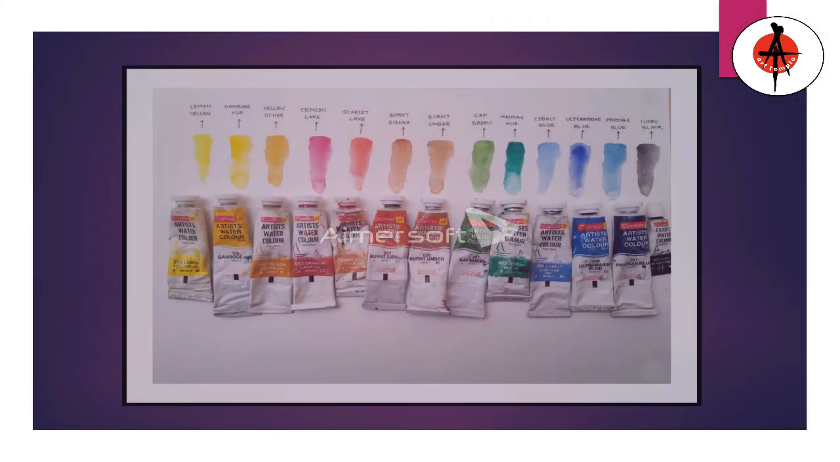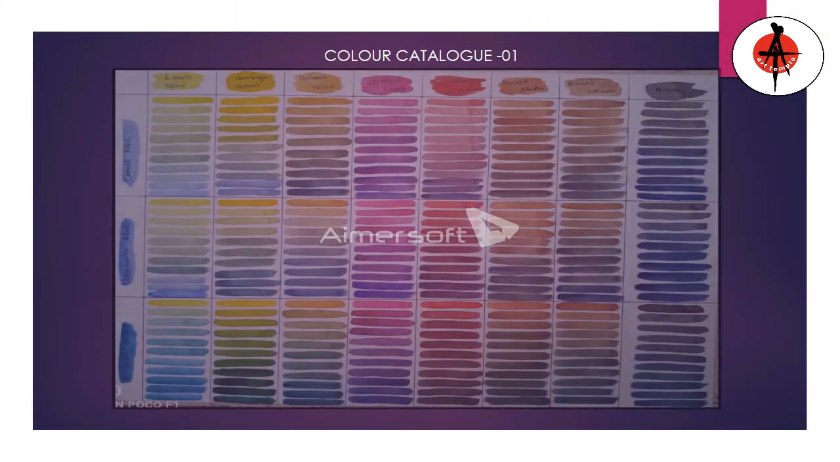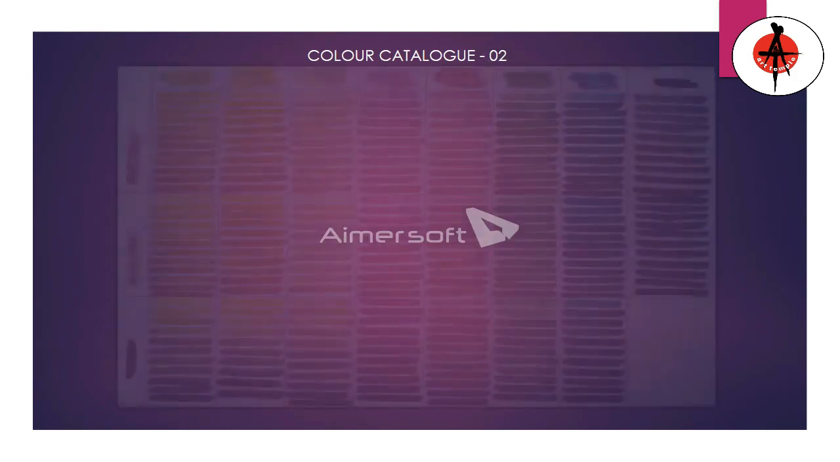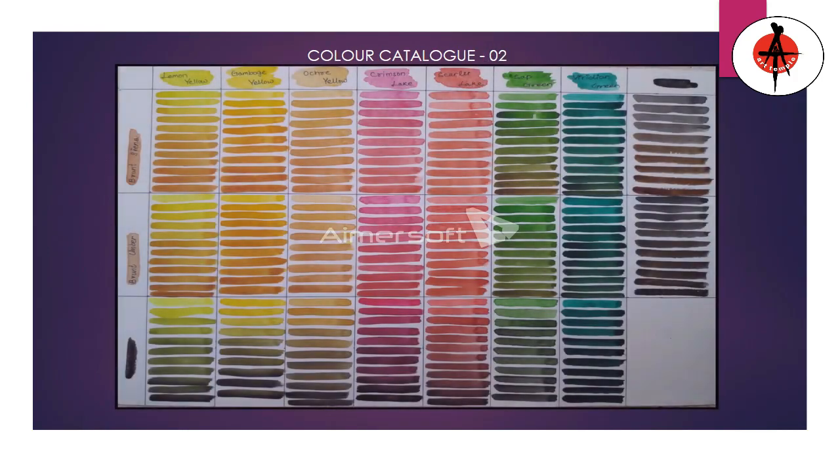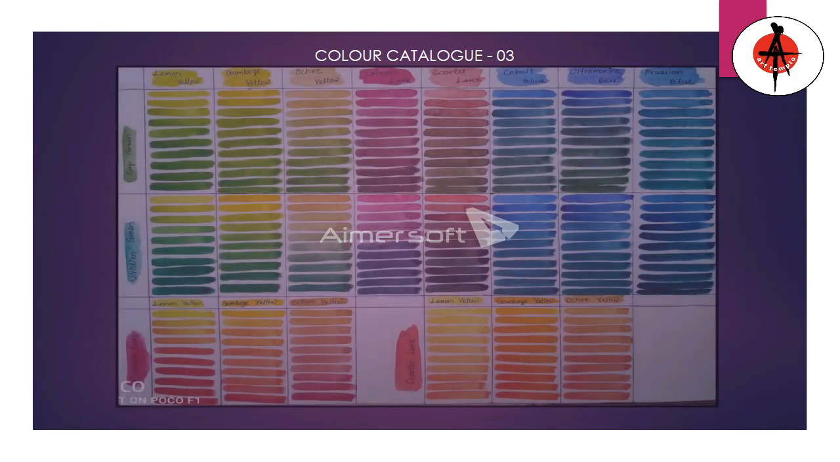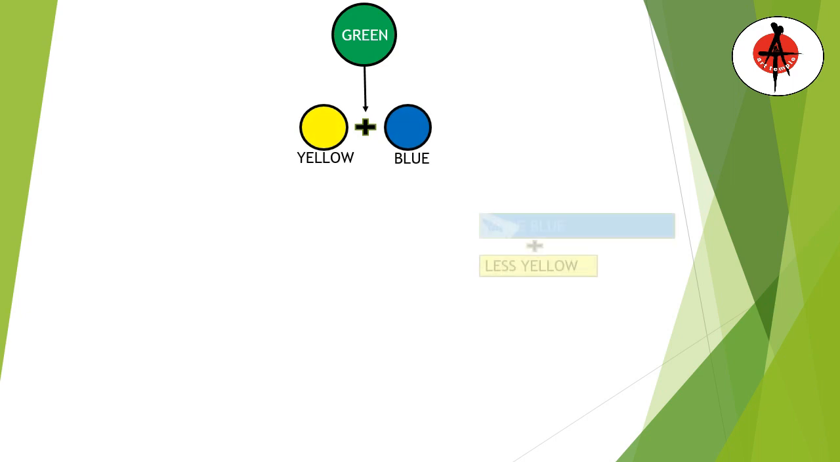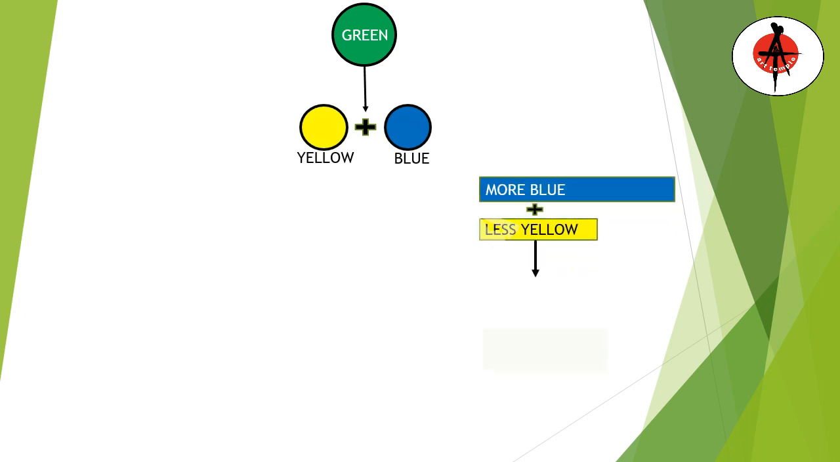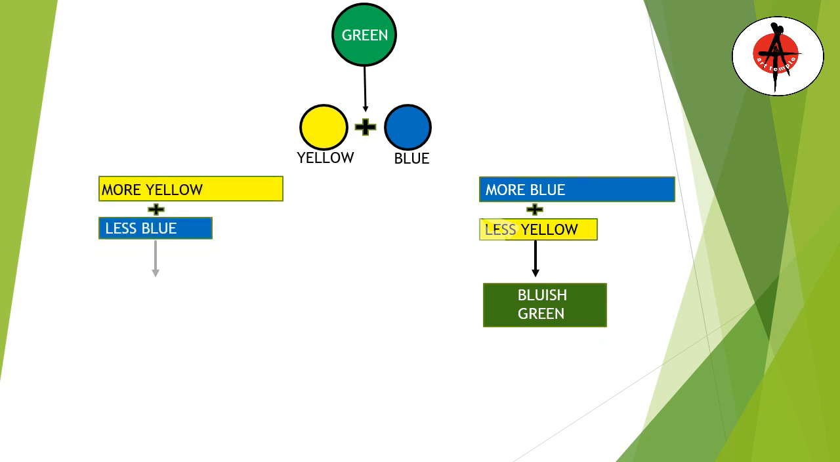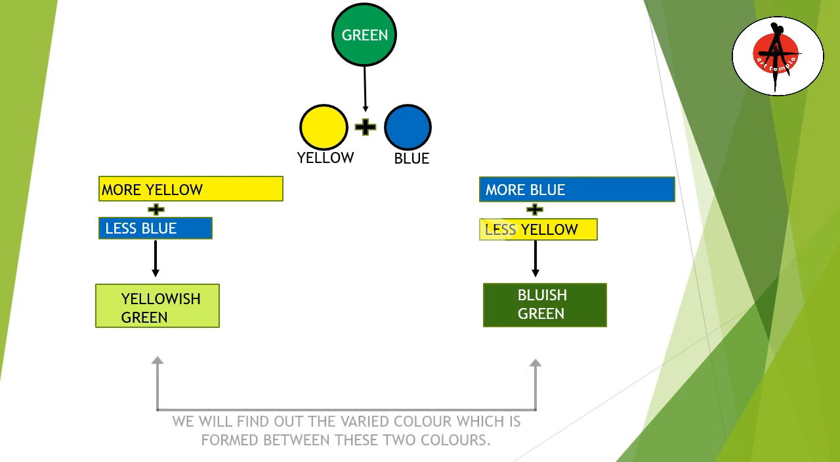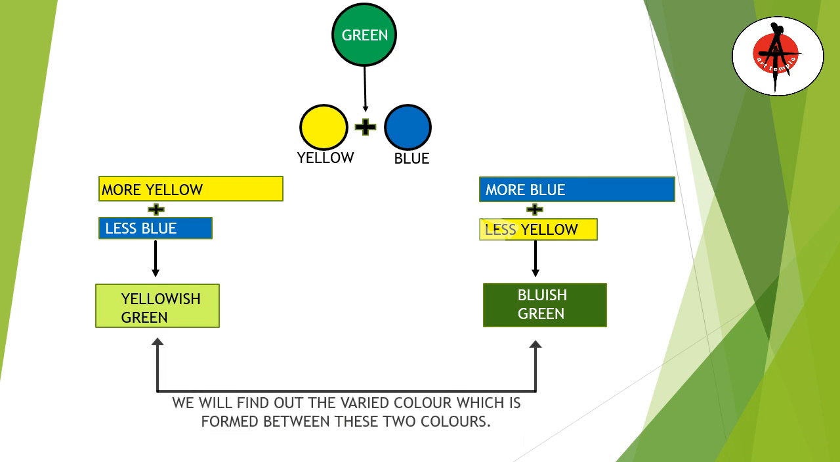It is a process by which we can know how colors vary when we mix them, and we will make our own color catalog. For example, when mixing a green, we know if we take too much blue, then we get bluish green, and if we take too much yellow, then we get yellowish green. But in this video, we will find out the varied colors formed between these two colors.